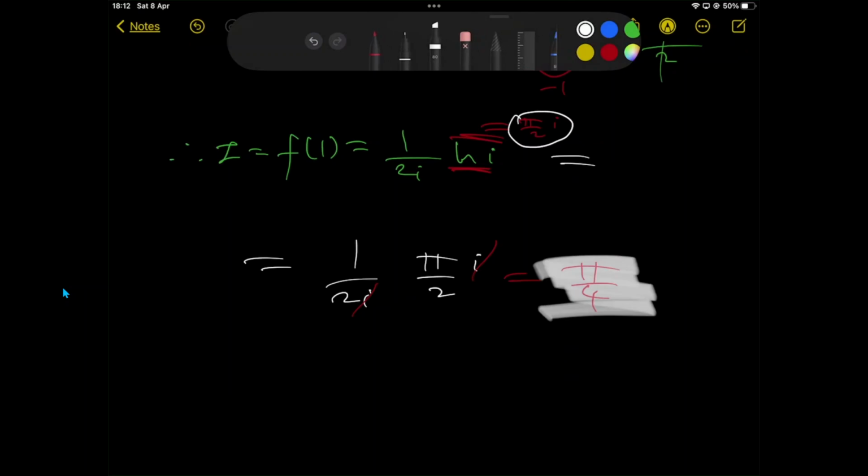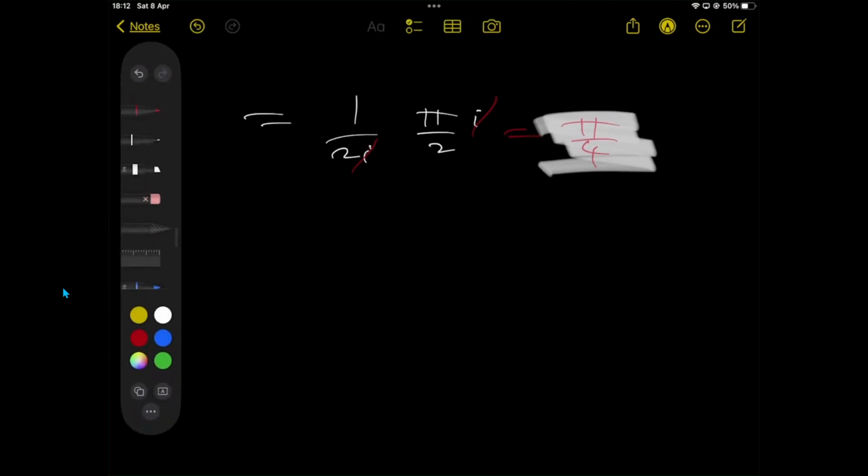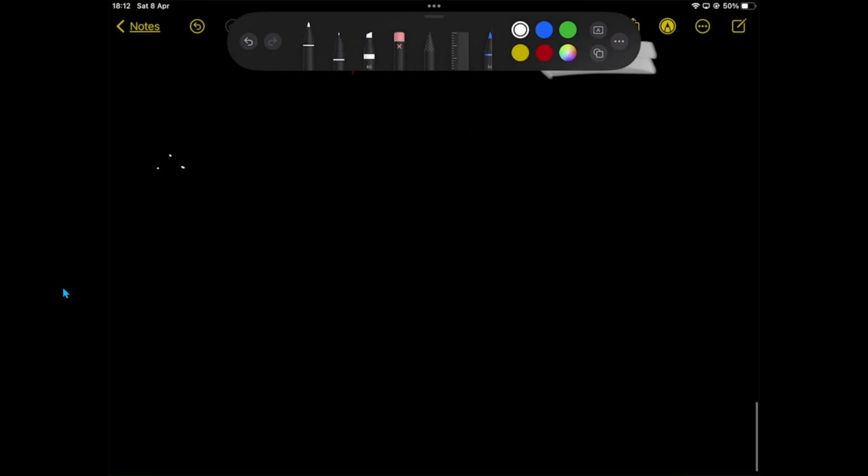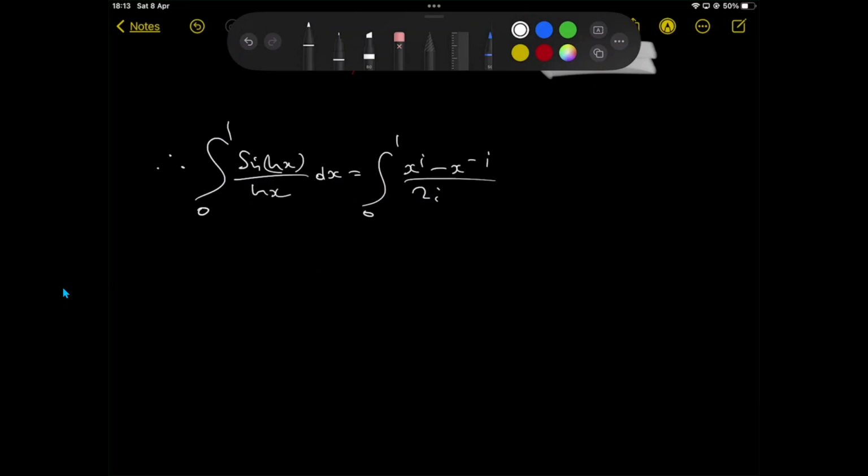Just to write the answer nicely in one big line at the bottom, let's do it in the color white. Therefore, the integral from 0 to 1 of sine of ln x over ln x dx is equal to, we rewrote it as this, and that happens to be pi over 4. There you go, we are done.